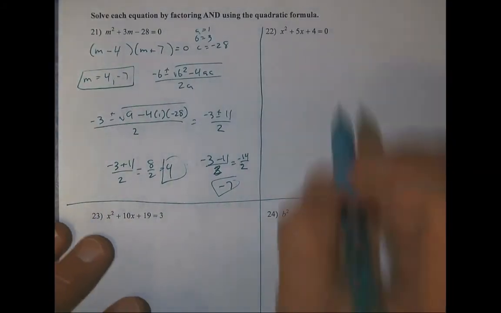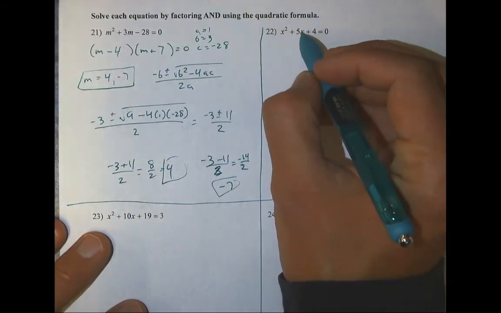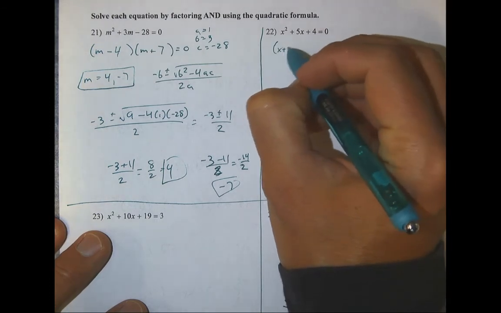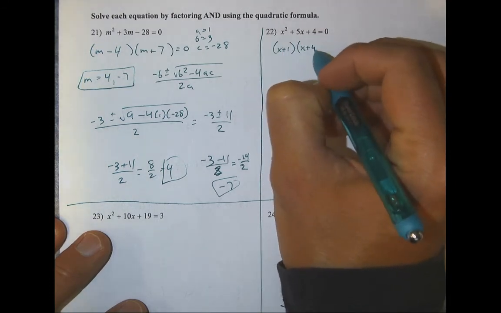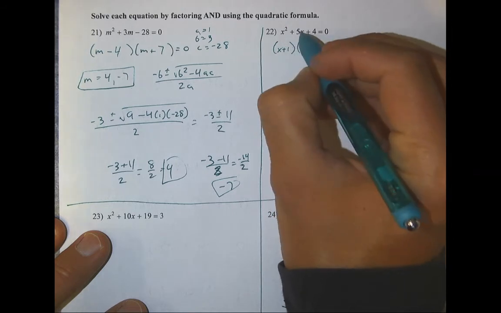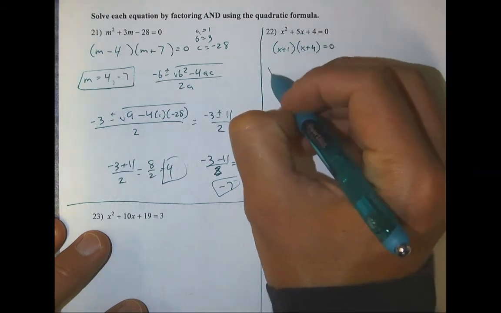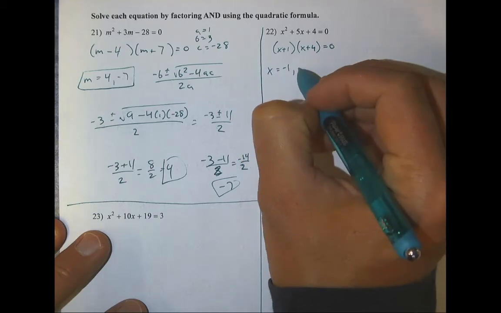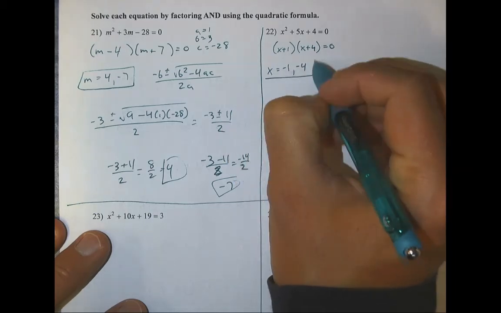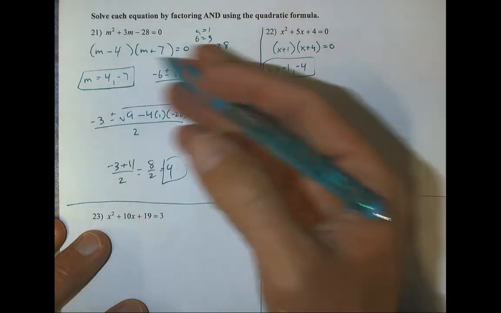Okay, 22, factoring this, that's 4 and 1 to make a 5. X plus 1, x plus 4. Multiply to positive 4, add up to 5. So to make this equal to 0, x must be negative 1, x must be negative 4. You see how easy that is when you can factor. We don't have to go through this whole long process.